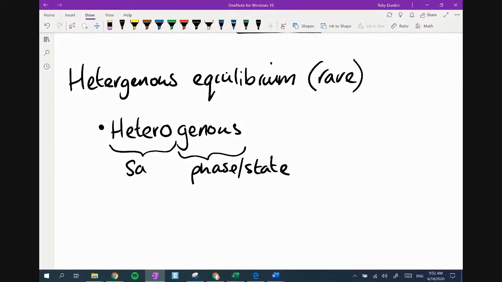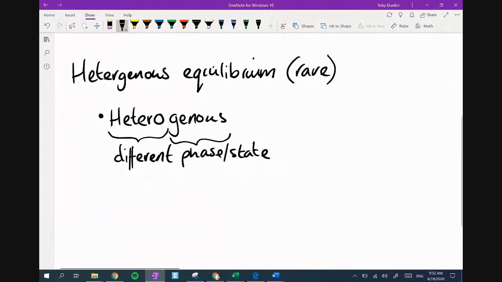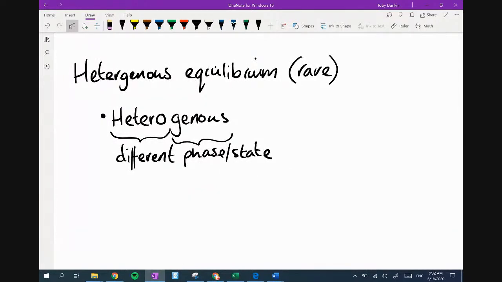Oh, I've just got that wrong. Homo's different. Sorry, who's going to correct me on the chat there? Yeah, hetero means different. Homo means same. So different phase or state.